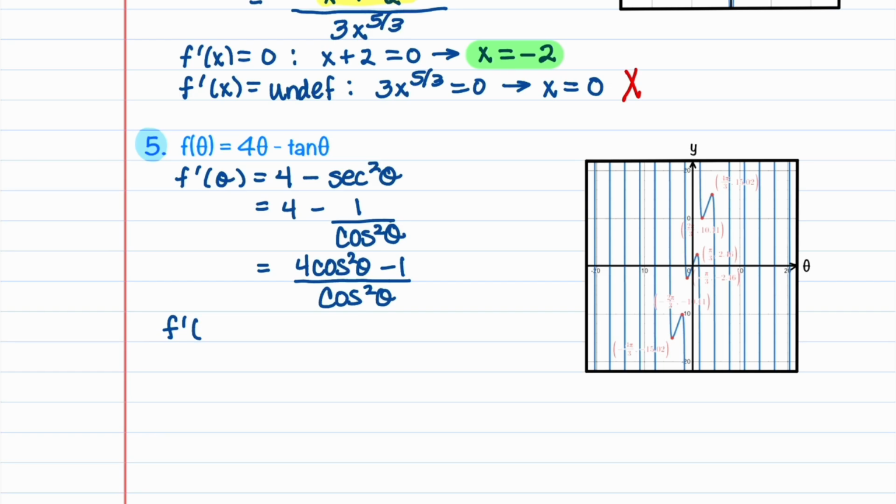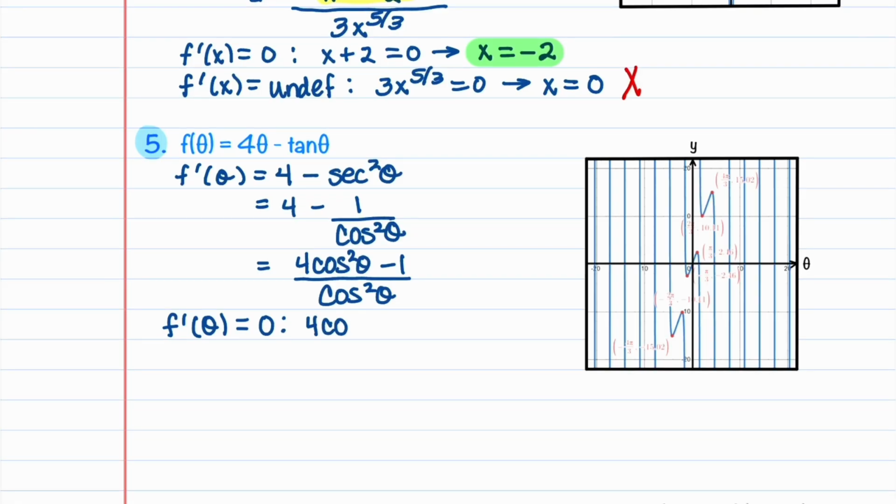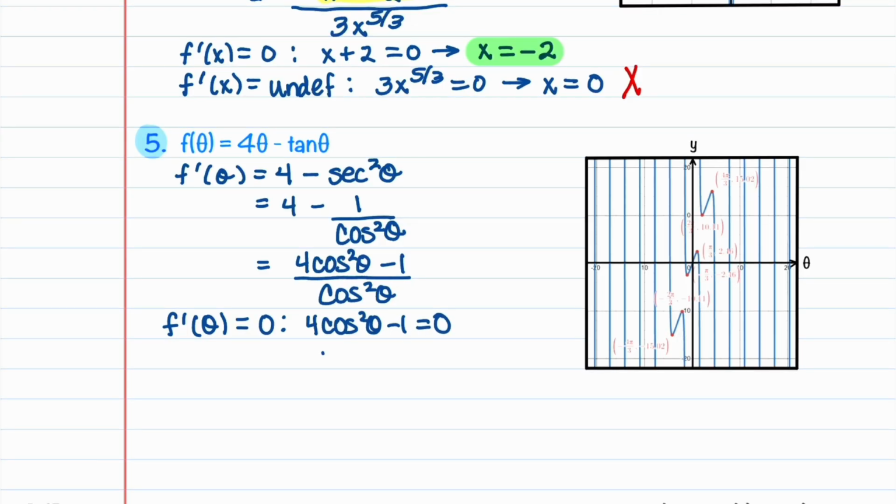Now we can find where our derivative is equal to 0. We're going to take the numerator, set it equal to 0. So we have 4 cosine squared theta minus 1 is equal to 0. This gives us cosine squared theta is equal to 1/4. So cosine theta is equal to plus or minus 1/2. Now we have to find where cosine theta is going to be plus or minus 1/2. Since it's a plus or minus, this value is going to happen in all 4 quadrants.